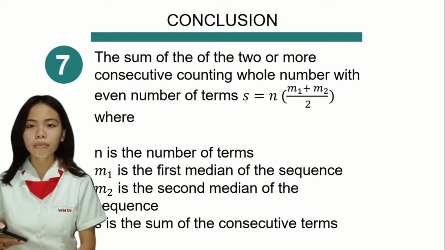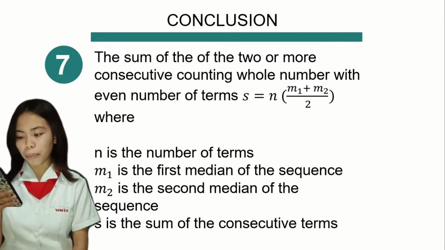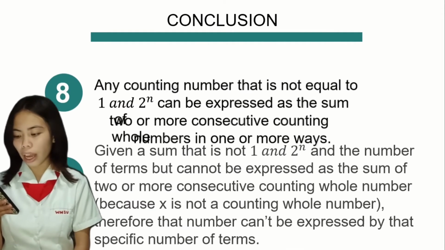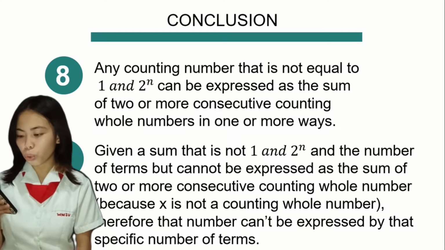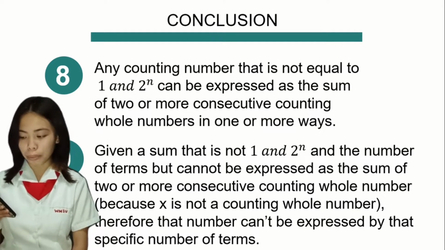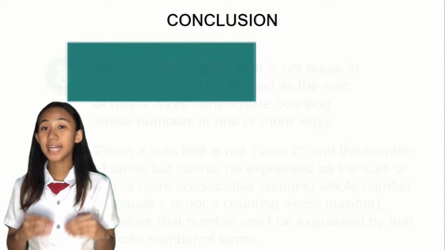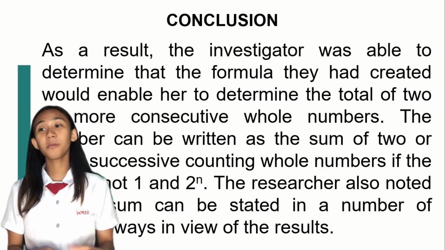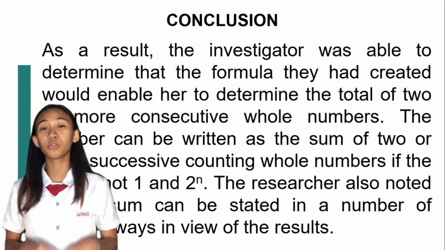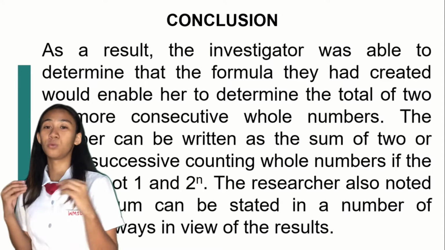consecutive terms. For our eighth conclusion, any counting number that is not equal to 1 and 2 raised to n can be expressed as the sum of 2 or more consecutive counting whole numbers in one or more ways. As a result, the researcher was able to determine that the formula they had created would enable them to determine the total or the sum of 2 or more consecutive whole numbers.